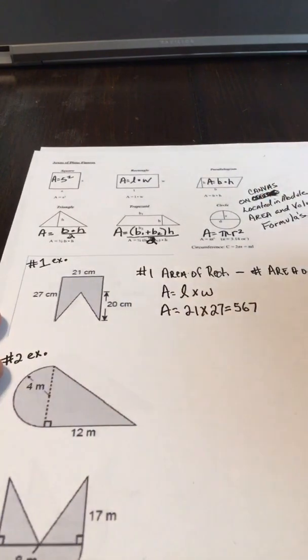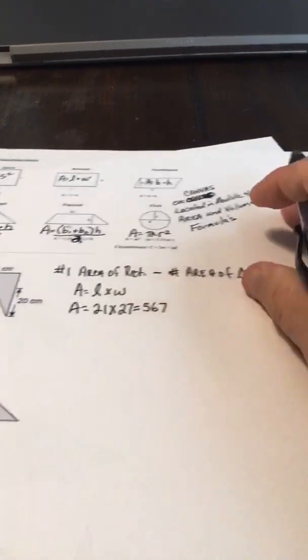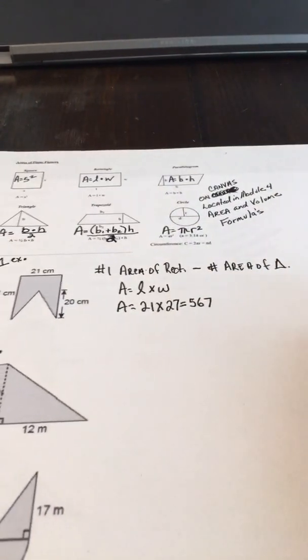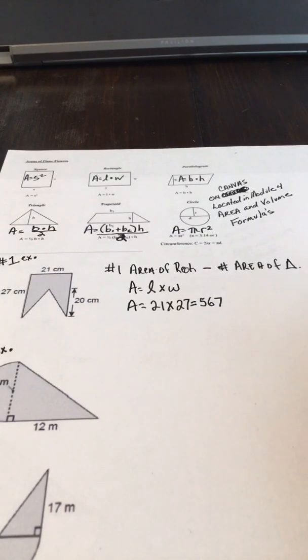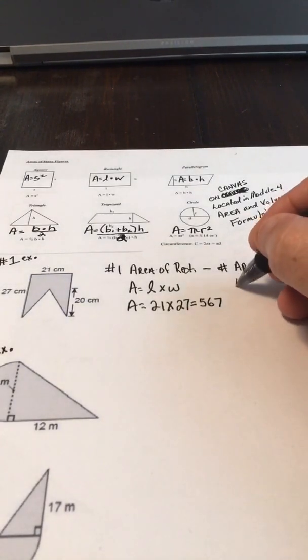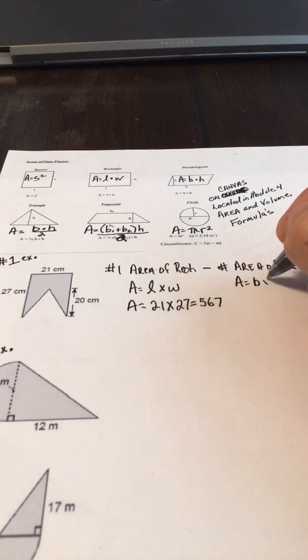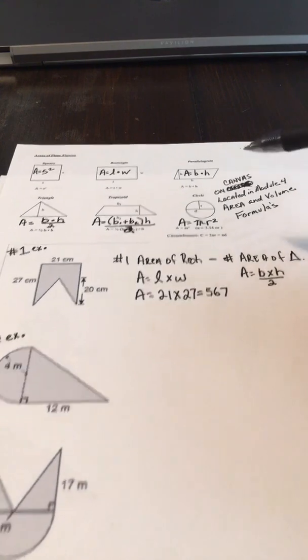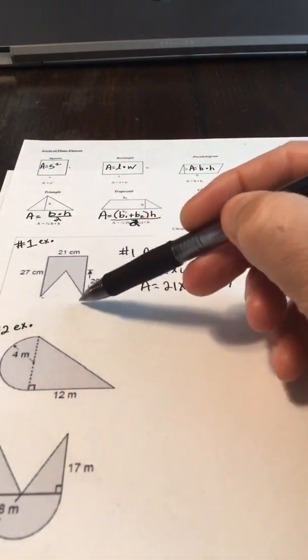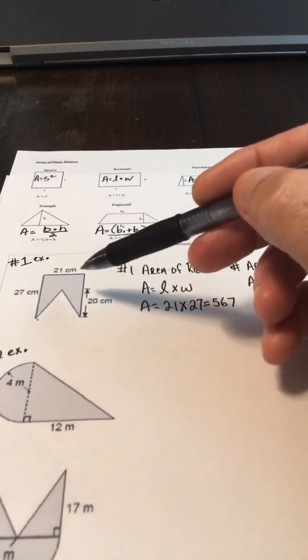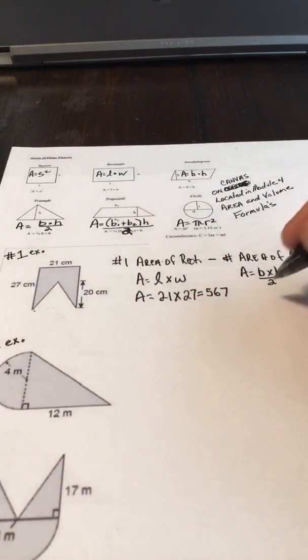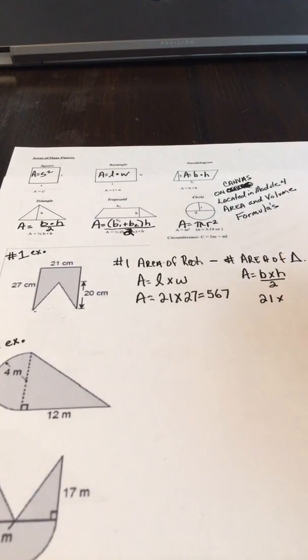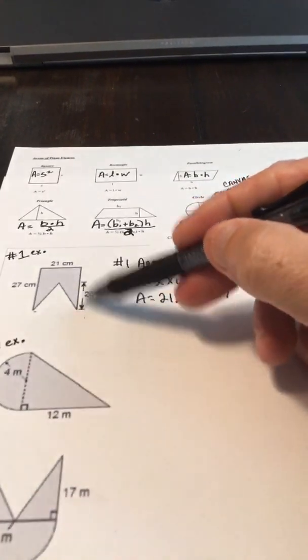So the next thing I need to do is find the area of the triangle. To do that, I take the base times the height and divide that by 2. The base of this triangle is this part right here that it sits on. I know right now that is 21. So I'm going to take 21 and multiply it by the height of that triangle, which is 20.